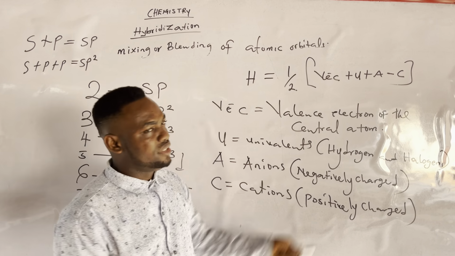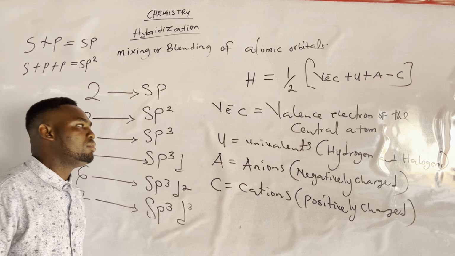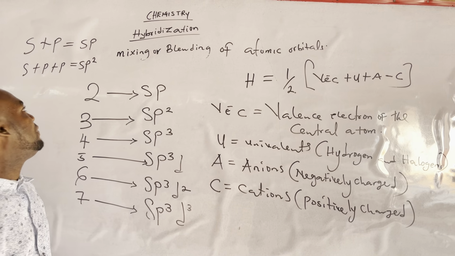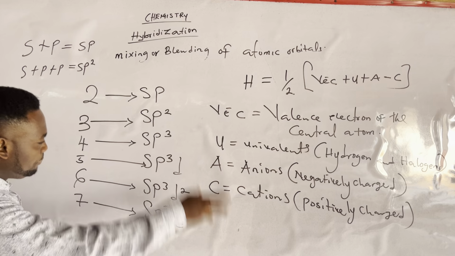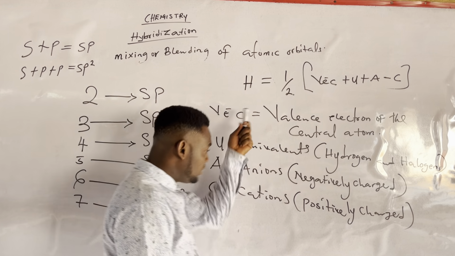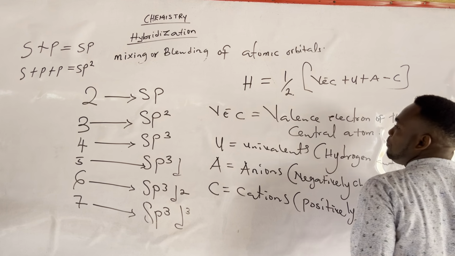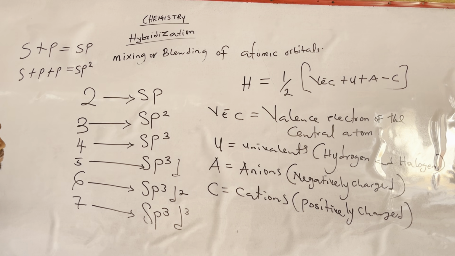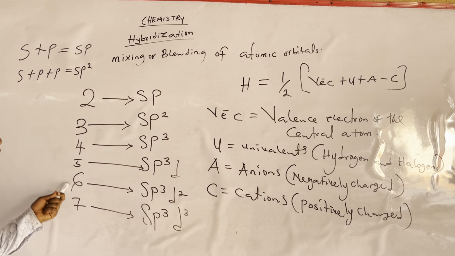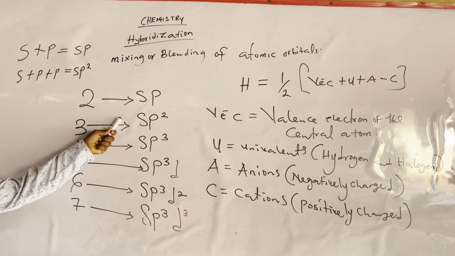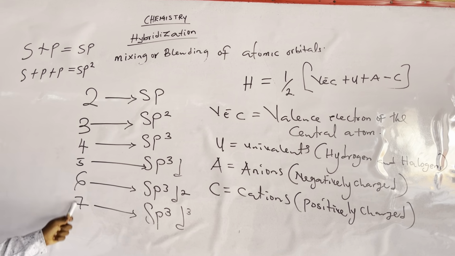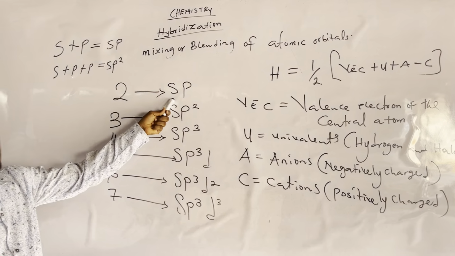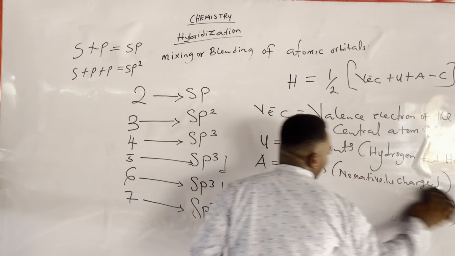Do well to copy this out because I want to rub off the board and now give examples on how this formula works. So without wasting our time, you can pause the video and copy out the formula. Now moving on, I will leave this behind so that once I solve any molecule, we refer back to our answer and decide the hybridization of the molecule. Very fast, very fast.